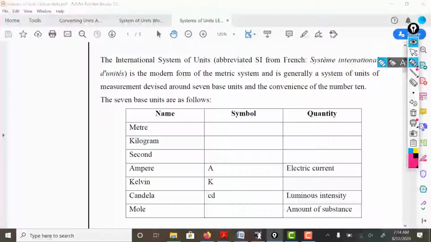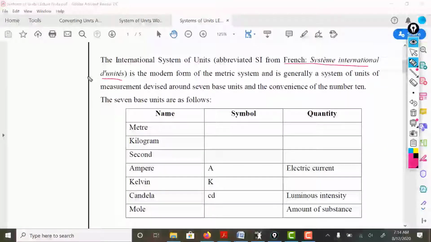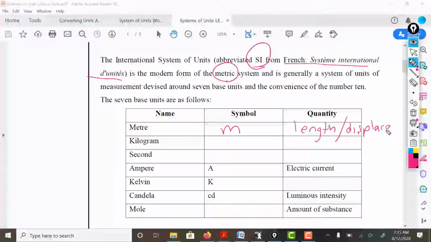So the French came along. Système international d'unités. We're going to call this the SI system or the metric system. They said, okay, we're going to standardize this. It doesn't matter how big your foot is, it doesn't matter how long your arms are, this is always going to be the same. So we have the meter, lowercase m, which represents length. It also represents displacement, which is maybe a term you haven't used before, and we'll bring that up quite a bit in this class.